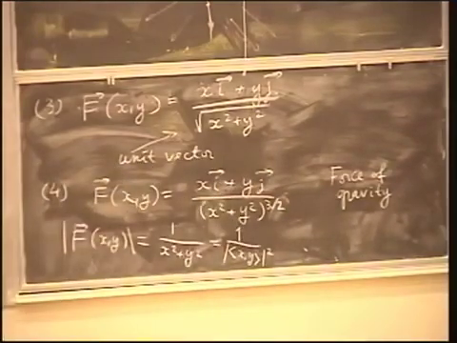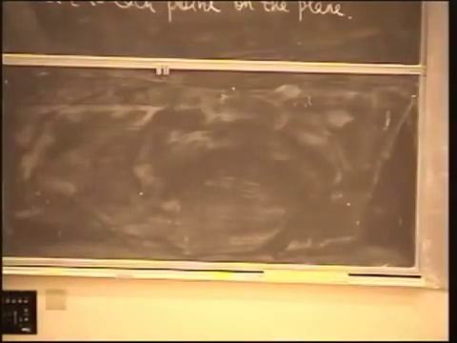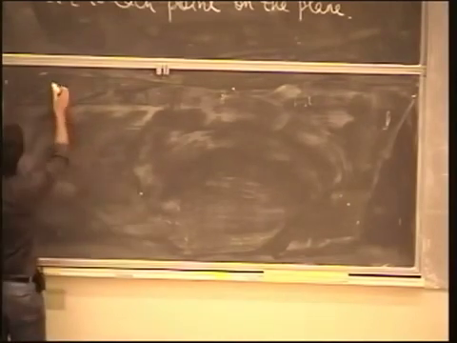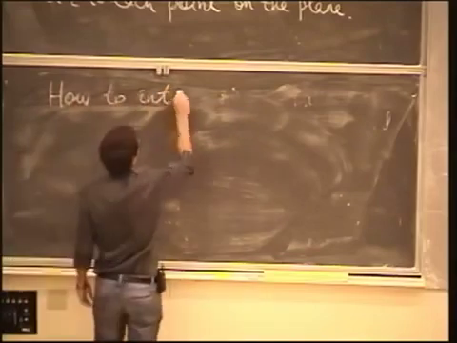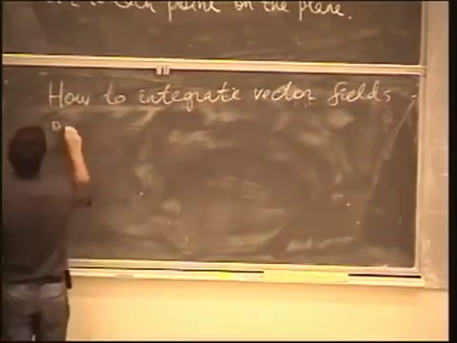Just trying to illustrate how you can produce new vector fields by starting with some known vector fields. Okay. So the next question is, if these are the vector fields, how do we integrate these vector fields? So what I'm going to explain is how to integrate vector fields over curves.